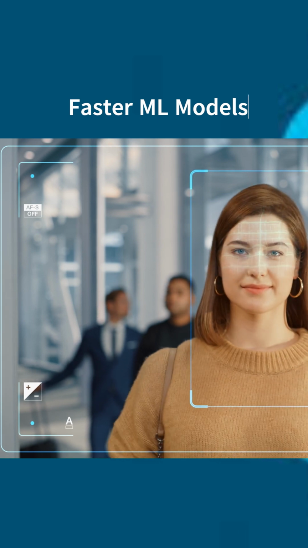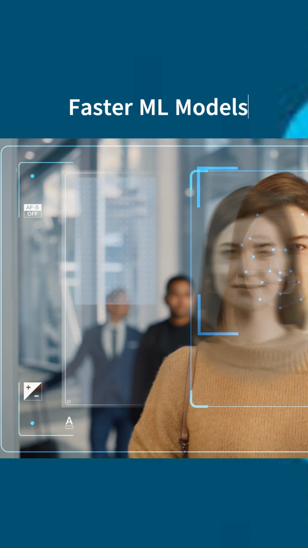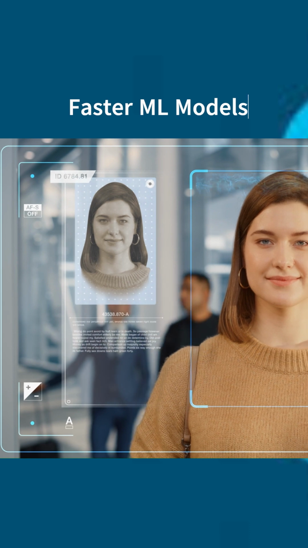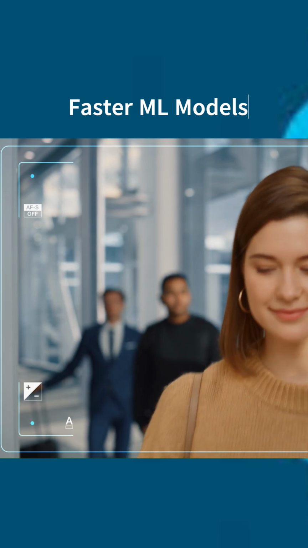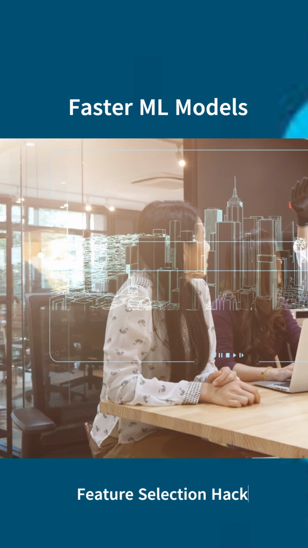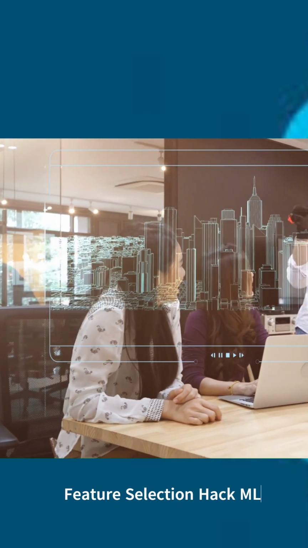In this video, I'll quickly show you how to use SelectKBest from Scikit-Learn to automatically pick only the top 5 most important features, making your model faster, perform better, and avoid overfitting.